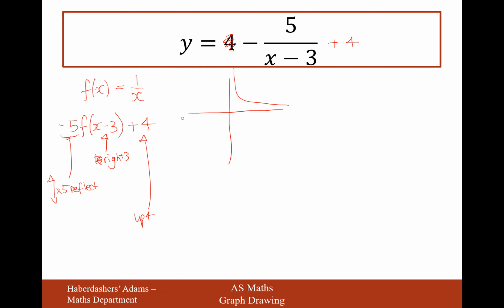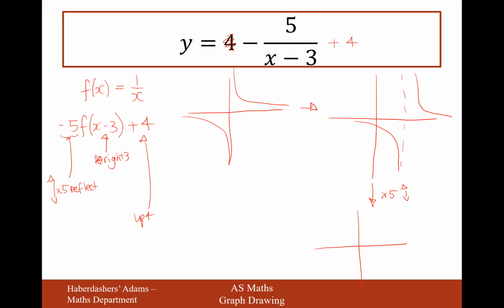So let's do it in steps. Start with your 1 over x graph, then we'll move it right by 3. So draw an asymptote at 3, and then reflect, and then move it. Then we will do the next one, which is times and reflect. So we've got the asymptote at 3 still, and it's going to reflect and stretch, so it'll look like that. And the final thing will happen is move it up by 4.